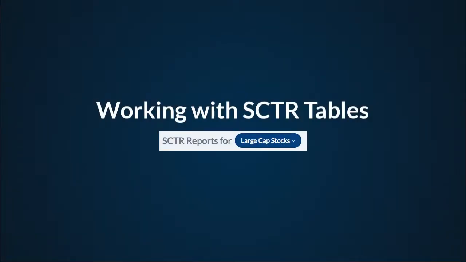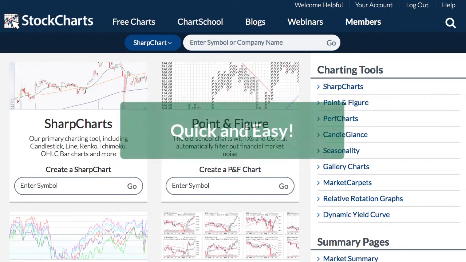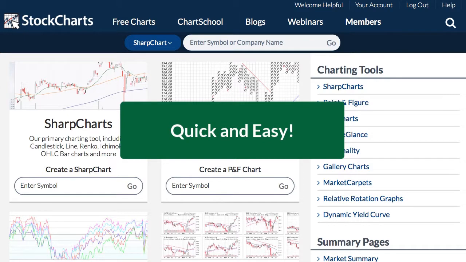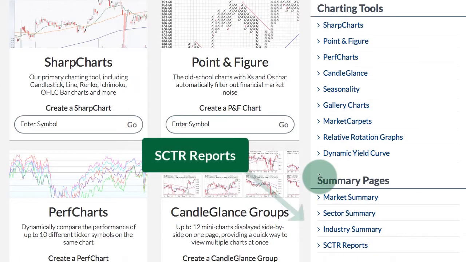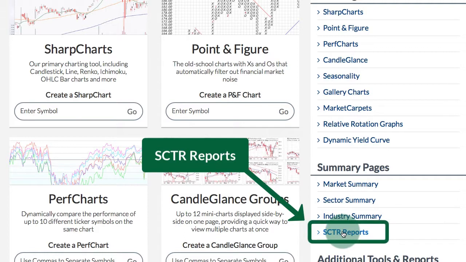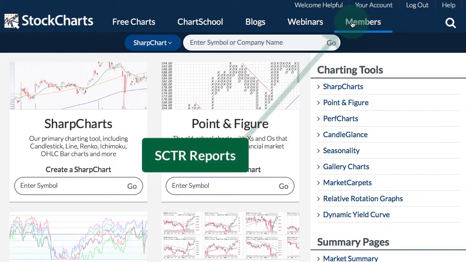Working with Scooter tables. Now we've created a number of tables that make it easy and quick to find the strongest stocks or ETFs, or to find the weakest stocks or ETFs. And these can be found on the Scooter tables pages. And if you go to the free charts page, which I'm on now, you scroll down to the summary pages, and there you can see a link for Scooter reports. You can also access the Scooter reports from your members page.